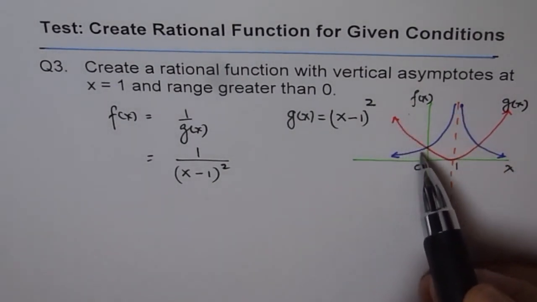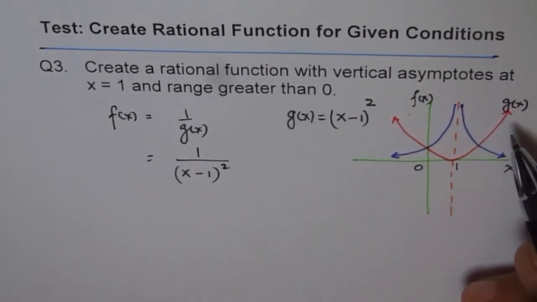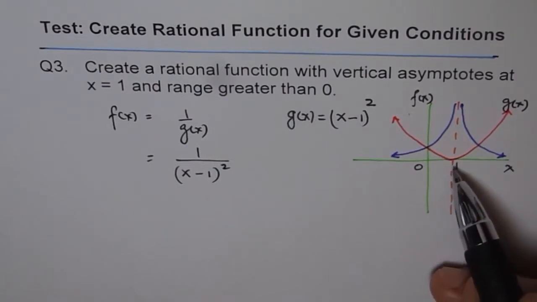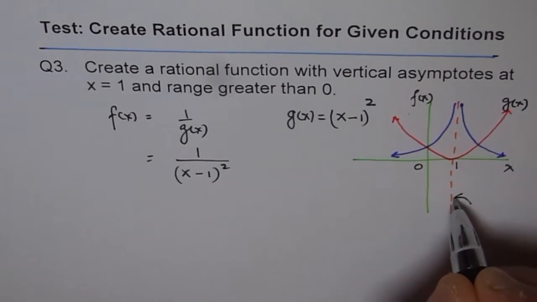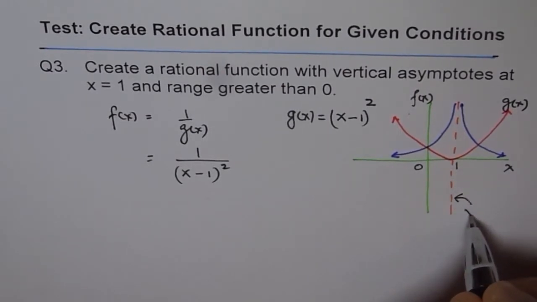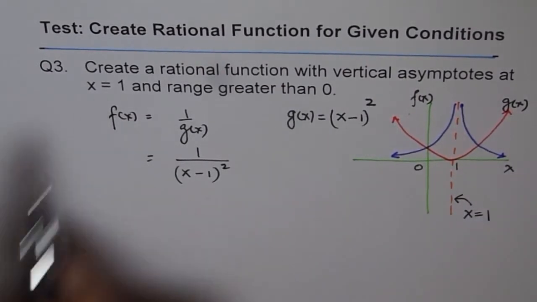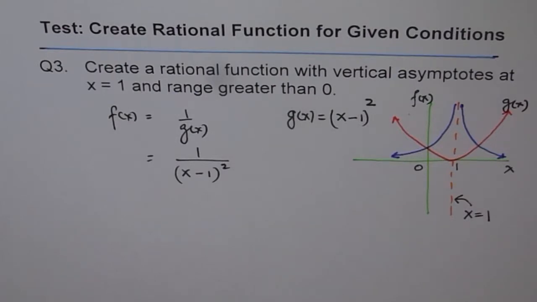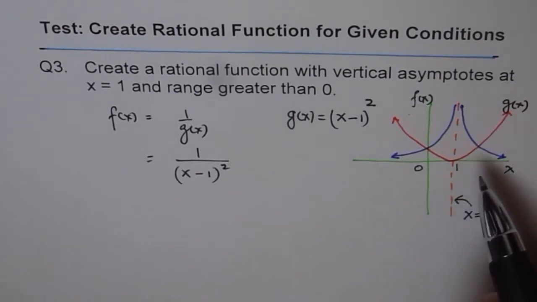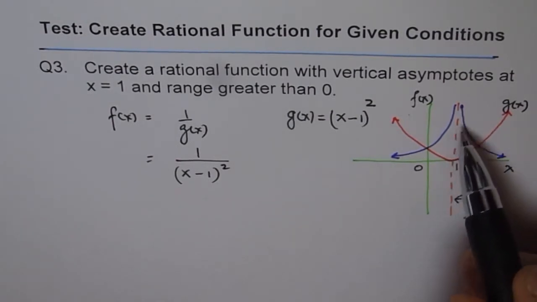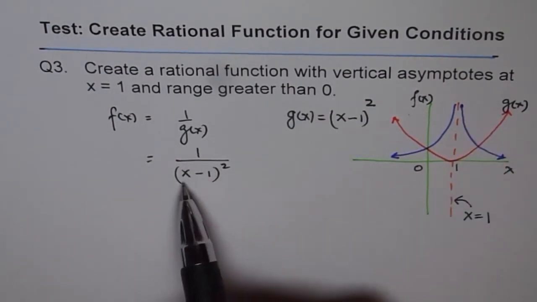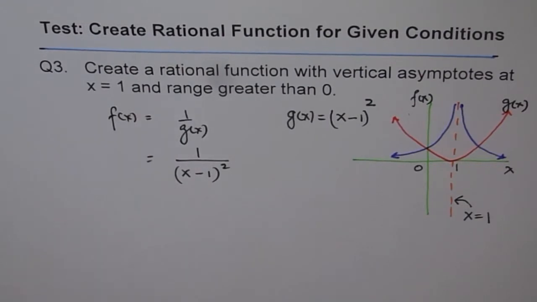Because g of x is always positive, the reciprocal will always be positive. And since g has one x-intercept at this point, we have a vertical asymptote, and that is along x equals 1 as given in our condition, correct? So that leads us to the equation of a rational function, 1 over (x minus 1) whole square, which satisfies our condition. Do you appreciate it? So that is how we get it.